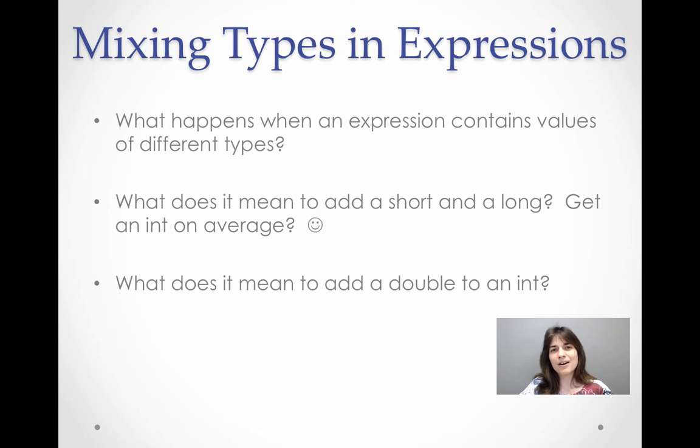Now, there are 3 questions here that we should be puzzled about, that should be making us a little bit uncomfortable. What happens when inside an expression we have values of different types? We already said that this is possible. However, what does it mean to actually add a short and a long? What will the result be? Will it be kind of a compromise? Will it be an average, for example? What does it mean to add a double to an int? These are the questions that we will try to answer in the following slides at the rest of the video.